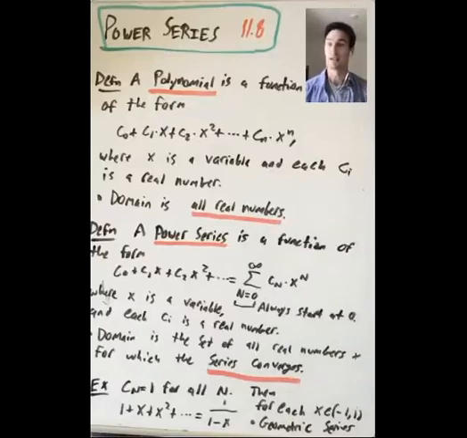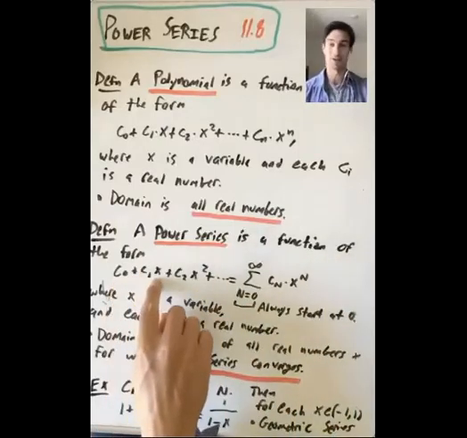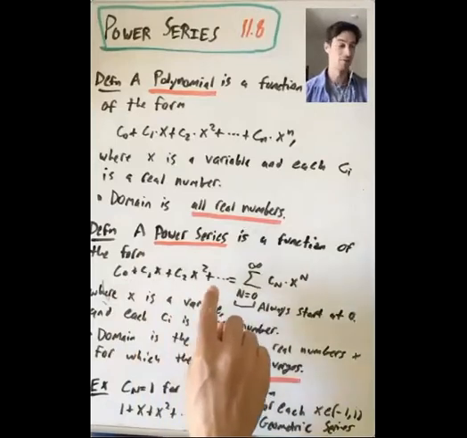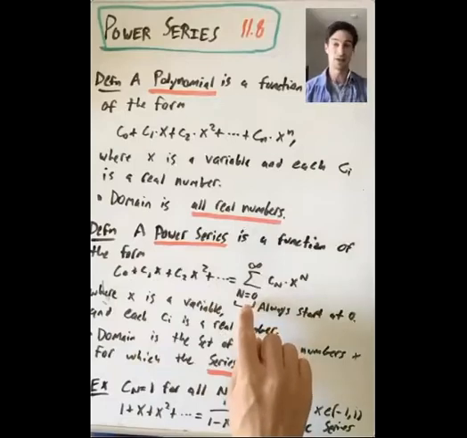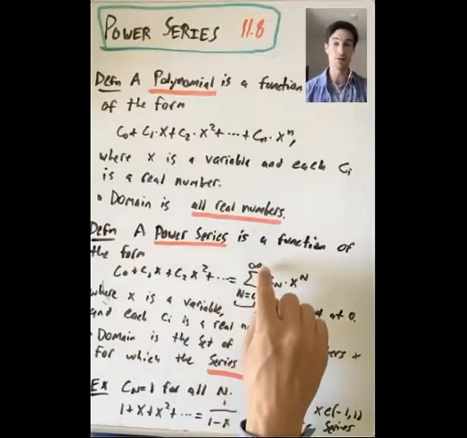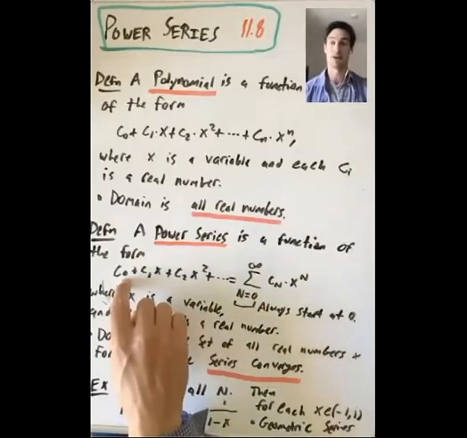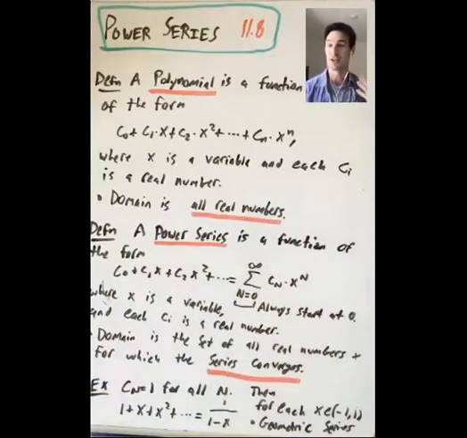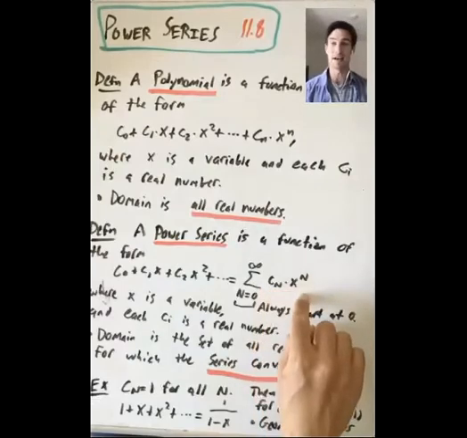So what is a power series? A power series is like a polynomial, but now instead of having finitely many terms, you have infinitely many terms. So it's a function of the form some real number plus some real number times x plus some real number times x squared plus some real number times x cubed, and so on. You can think of it using sigma notation, a sum from n equals 0 to infinity. And it's important that you start at 0 because we have this first term, some real number times x to the 0, just some real number, this constant term. So it's a sum of cn times x to the n.